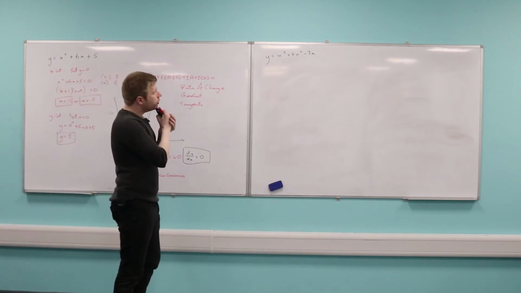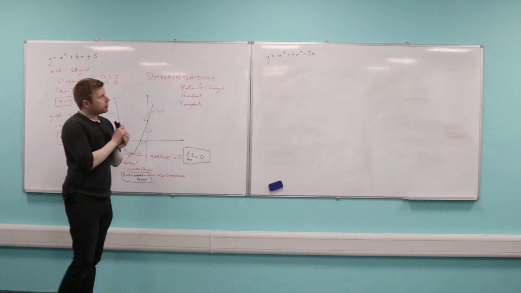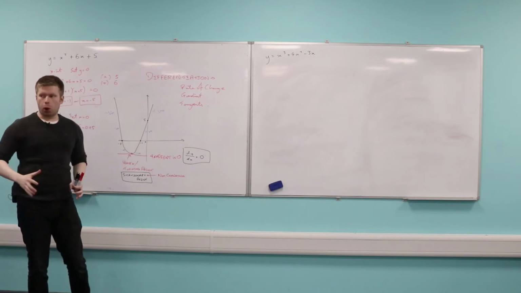Right, so this was one which somebody asked me to go through. Okay, so y equals x cubed plus 4x squared minus 3x. All we have to do is find the stationary points.